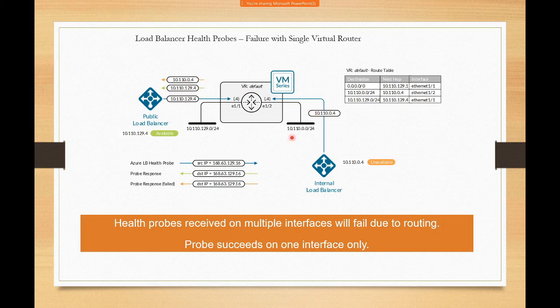Now in this diagram, there are two load balancers. One is a public load balancer and the other is an internal load balancer. Now I need an answer from all of you: why will the load balancer probe fail with a single virtual router? I need an answer, guys. This is very important. I suffered with this during the deployment, but I don't want you to suffer.